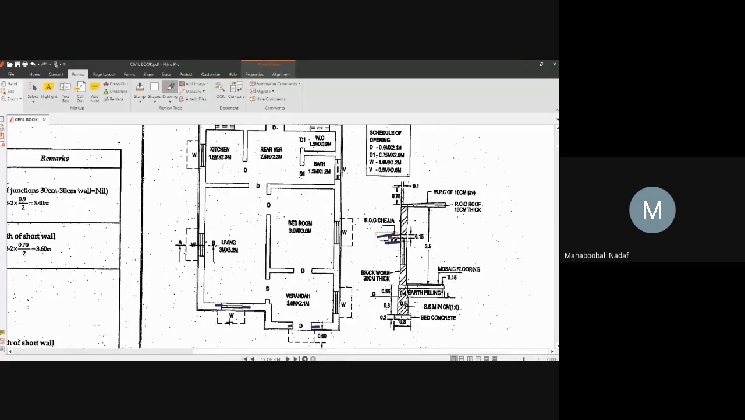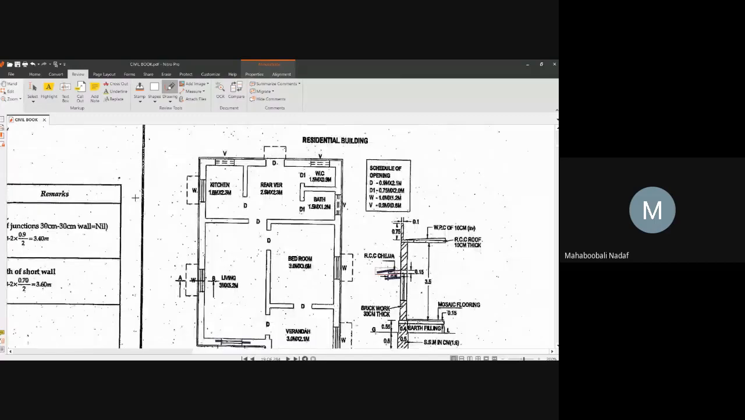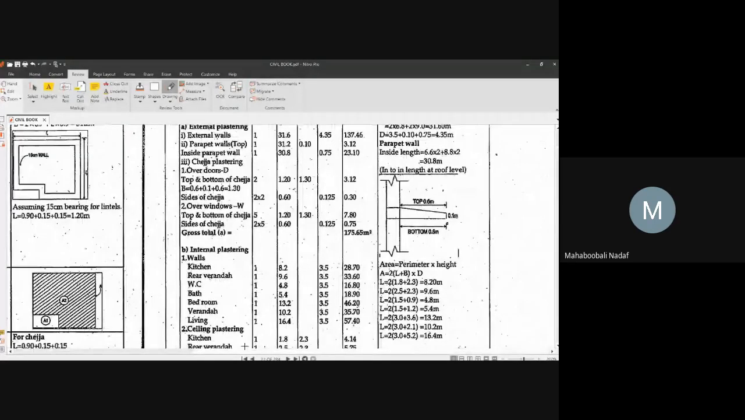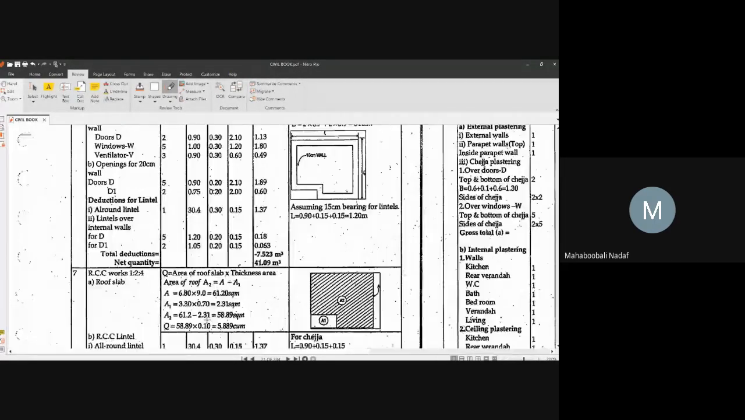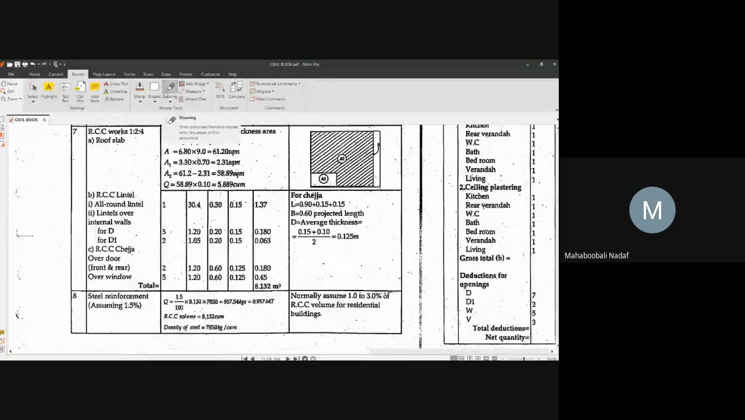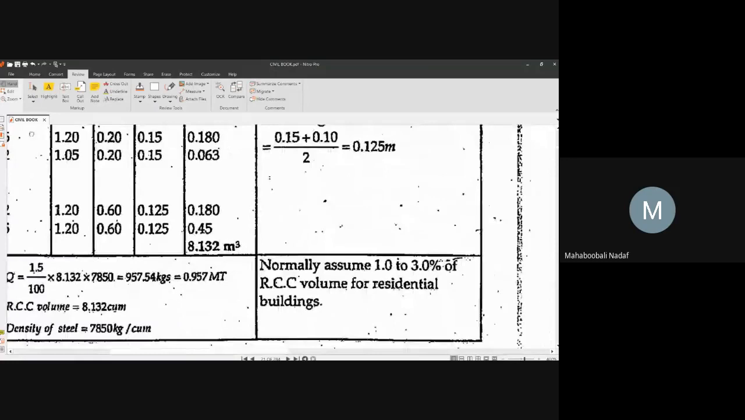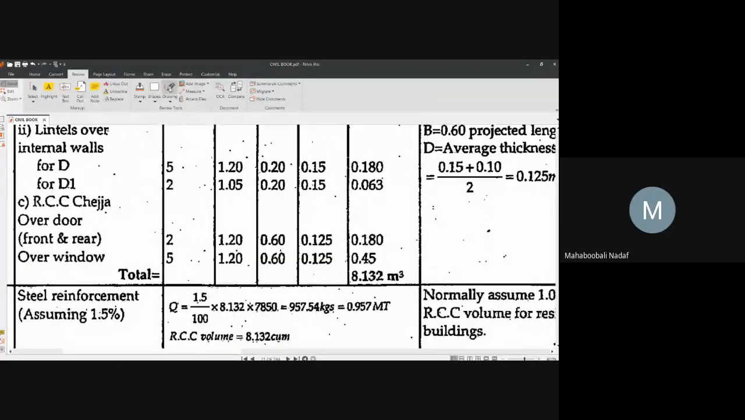So there are how many windows? 1, 2, 3, 4, 5. 5 windows of size 1, and 2 doors of size 0.9. And they have to be added with some distance, that is 0.15 plus 0.15. Can you see here that those distances they have been written here? Yes or no? Yes, sir. So after adding the chajja projection, they have written it here.